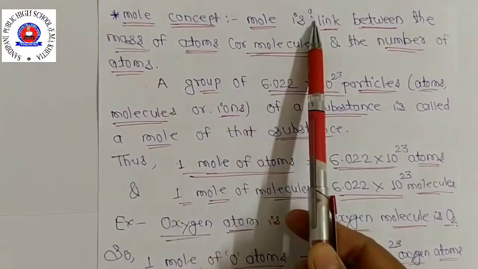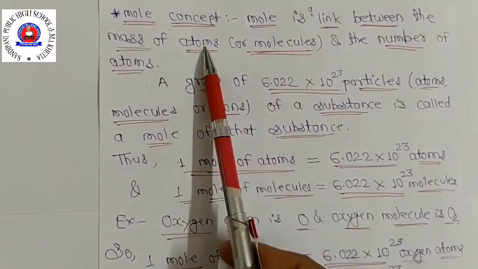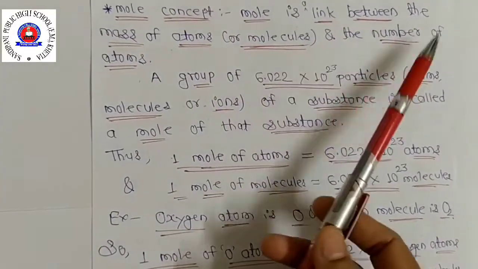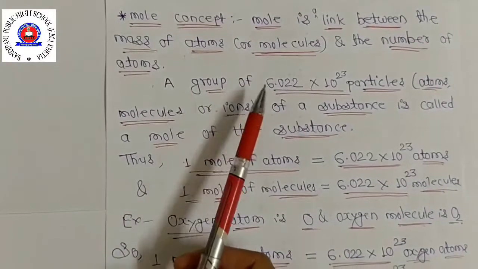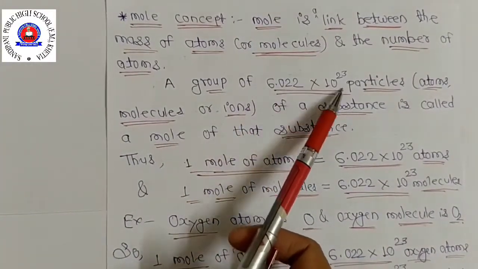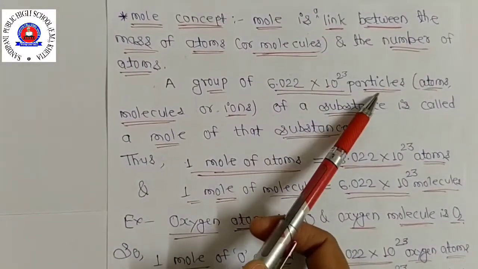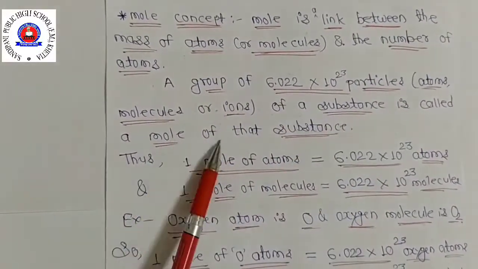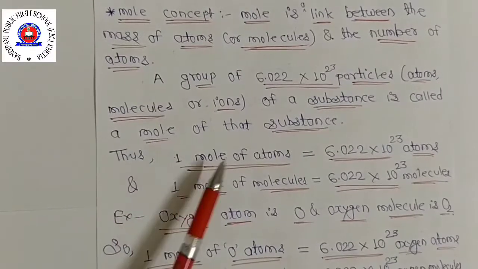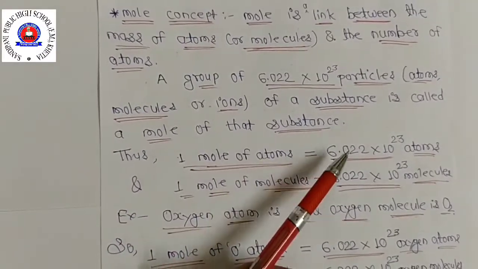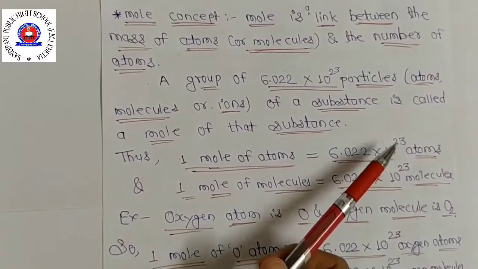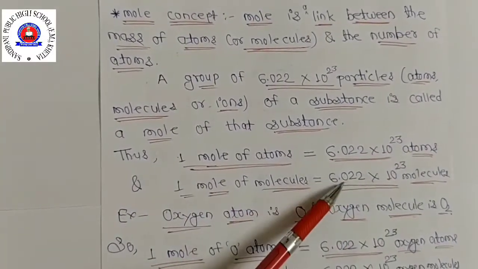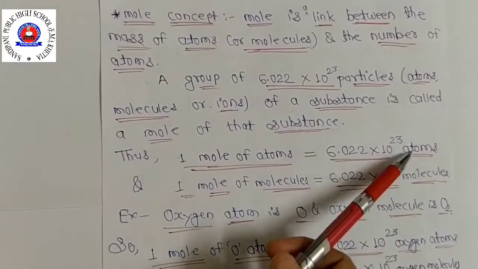So thus mole is a link between the mass of an atom or molecule, meaning the mass can be of an atom or of a molecule, and the number of atoms. So a group of 6.022 multiplied by 10 raised to power 23 particles, meaning atoms, molecules or ions of a substance, is called a mole of that substance. Thus 1 mole of atoms is equal to 6.022 multiplied by 10 raised to power 23 atoms, and 1 mole of molecules is 6.022 multiplied by 10 raised to power 23 molecules.